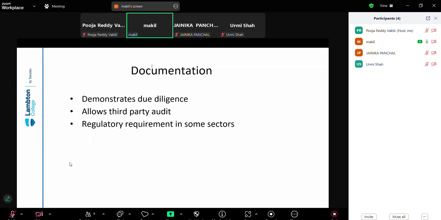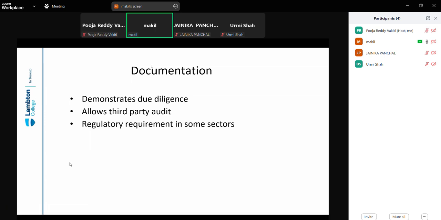My group members and I are going to present from this slide, on documentation. It proves an organization takes workplace safety seriously by maintaining records of hazard assessments, training, and incidents. It helps reduce liability and serves as evidence of compliance in legal matters.